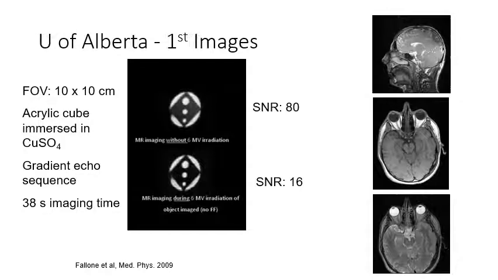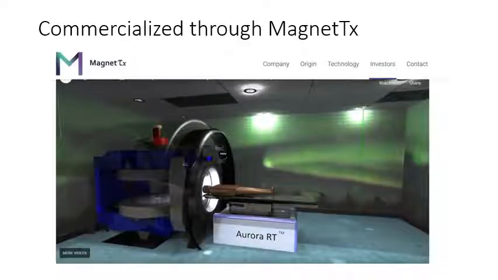The first images of a subject with and without radiation from the University of Alberta system were published in 2009. More recent clinical images showing the image quality are also shown in this figure on the right. The University of Alberta system is being commercialized by a company called Magnet TX, which is based in Edmonton.